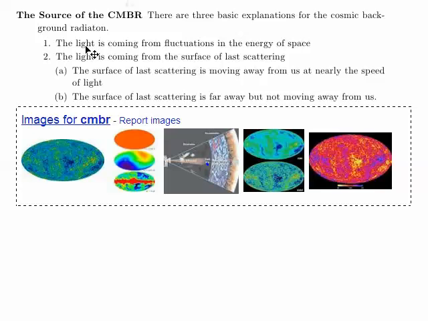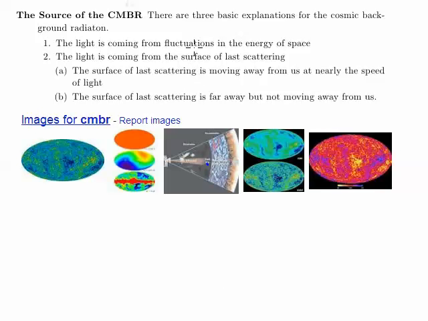One is that the light is coming from fluctuations in the energy of space. And I don't know whether to call this an explanation or a misconception, but basically the idea is that for some reason there's quantum fluctuations all over in space, and they occur at a 2.7 Kelvin temperature, and that's where we see this 2.7 Kelvin background blackbody radiation.